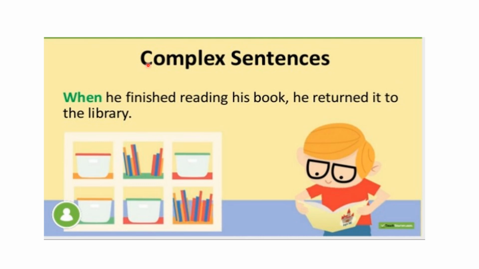Yet another example of a complex sentence: when he finished reading his book, he returned it to the library. Now here you see the subordinate clause is coming before the main clause. He returned it to the library is the main clause. When he finished reading his book is the subordinate clause. When is the subordinating conjunction. So this sentence is a complex sentence.